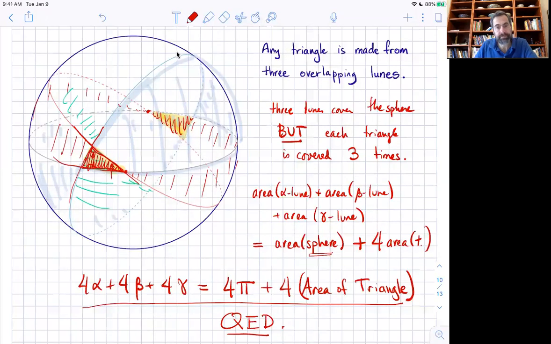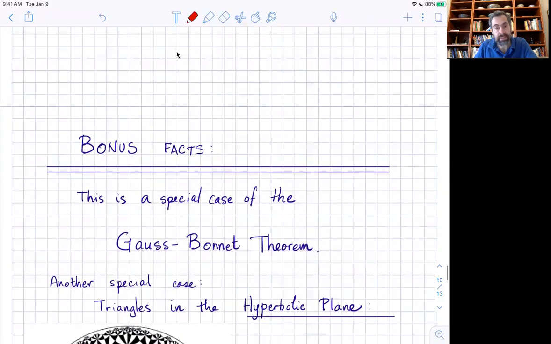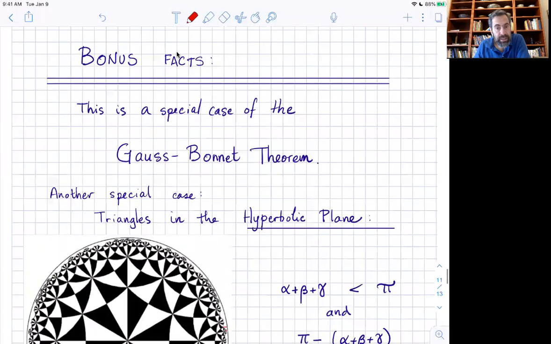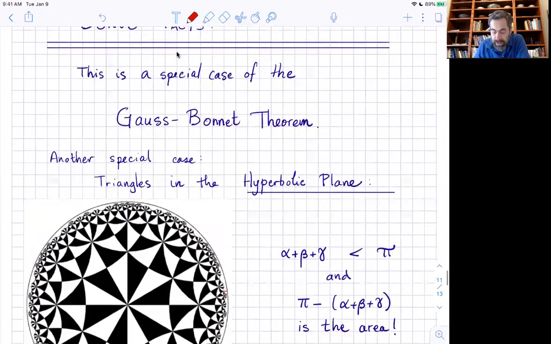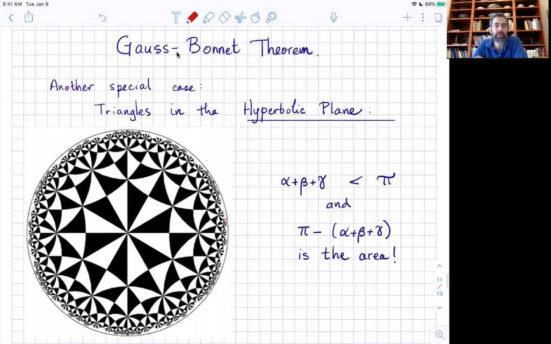And that's the theorem. Let me add a little bonus fact. The bonus fact is that this theorem is not just a one-off. It's a special case of a much more general theorem called the Gauss-Bonnet theorem. I'm not going to tell you the Gauss-Bonnet theorem, you can look it up. It's fun, it's interesting. But one more special case of the Gauss-Bonnet theorem that's worth knowing is the case of triangles in the hyperbolic plane. And this is really my excuse for bringing in the hyperbolic plane, which is my favorite thing.